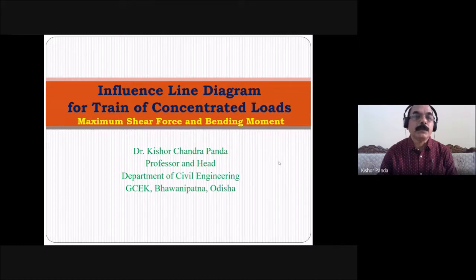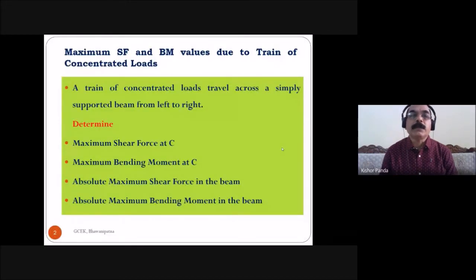Today I am going to present the influence line diagram for a moving train of concentrated loads across a simply supported beam, and how to determine the maximum shear force and maximum bending moment at a specified section. When a train of concentrated loads travels across a simply supported beam from left to right, we will determine the maximum shear force at C, maximum bending moment at C, absolute maximum shear force in the beam, and absolute maximum bending moment in the beam.